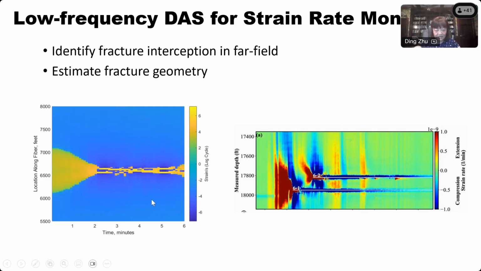Outside the fracture, this is compression. It's cold colored, blue colored. Now, what I'm trying to do is identify the patterns in the field record. So whenever I see a pattern like this on the right, I know there's a fracture approaching the fiber wherever I installed it. So this is for far-field fracture hit detection.